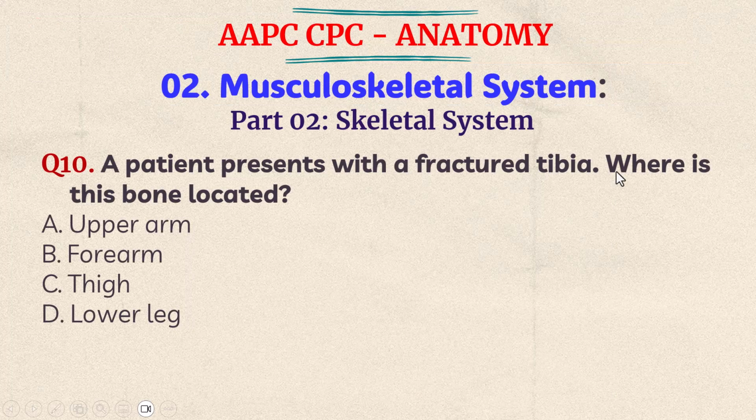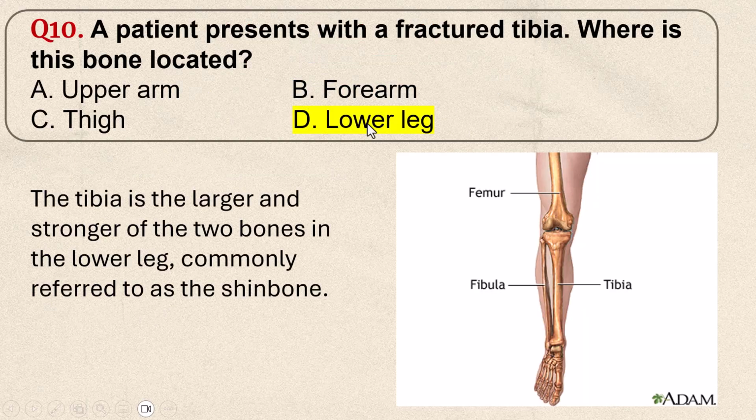Question number 10. A patient presents with a fractured tibia. Where is the bone located? A. Upper arm. B. Forearm. C. Thigh. D. Lower leg. The correct answer is lower leg. You can see the tibia present in the lower leg. It's the larger and stronger of the two bones in the lower leg, commonly referred to as the shin bone.